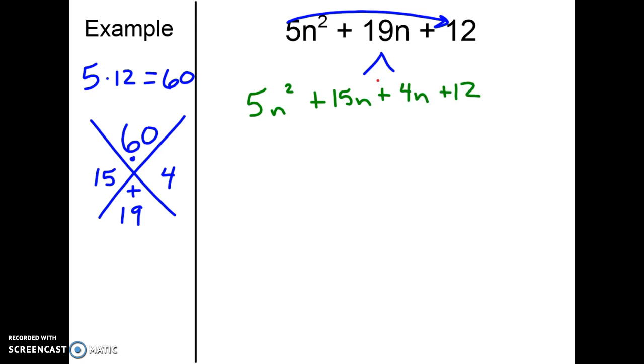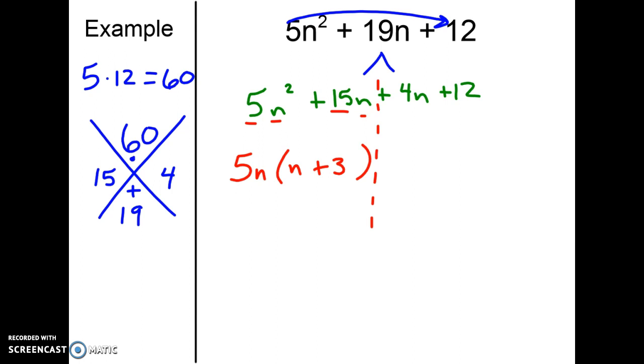This is where we split it up and factor out as much as we can from each side. 5 and 15 have a common factor of 5, and n squared and n have a common factor of n. So 5n came out. One n has to stay inside the parentheses. Then 15 divided by 5 is 3, and the n got pulled out already. So we have 5n times n plus 3 on the left-hand side.